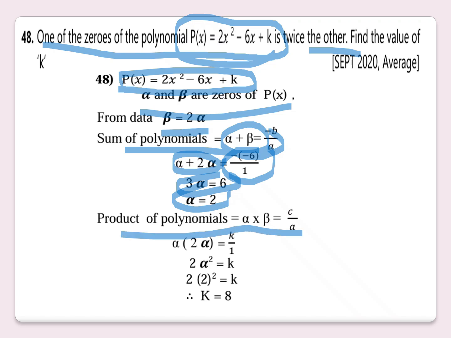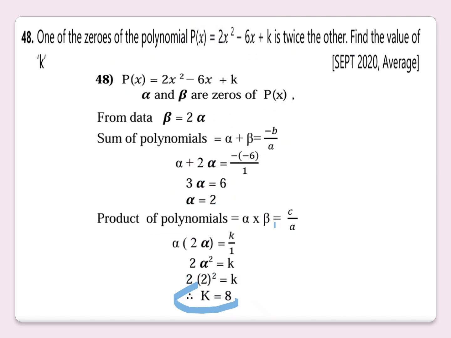3 ones are 3, 3 twos are 6, so I can cancel. Product of the zeros can also be written as alpha into beta is equal to c by a. Here the value of beta is given as 2 alpha. So it is equal to k by 1. So 2 alpha square is equal to k. Alpha you can substitute as 2. So 2 into 2 square is equal to k. Therefore k is equal to plus 8 is the answer here. So this is regarding question number 48.